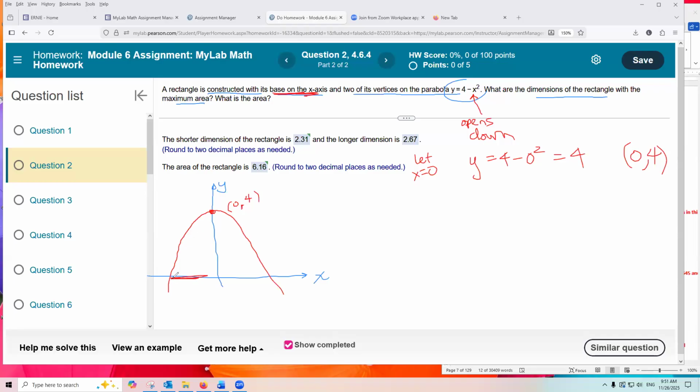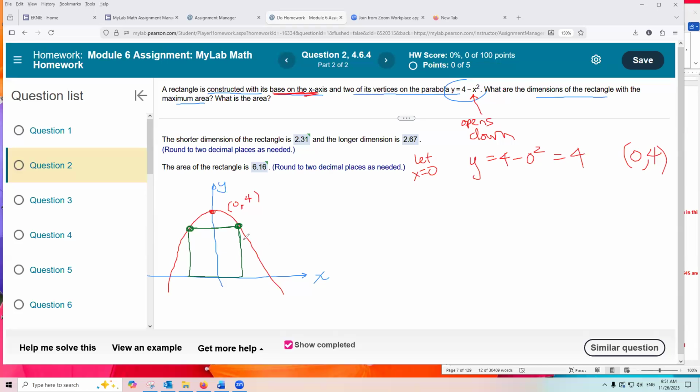So let me draw it here. And the height is, let me undo that because I think I drew that incorrectly. Let me put two vertices on the parabola. So they're telling me that one corner is here, another corner is here. And so let me draw the rectangle looking like this. So here is our rectangle.